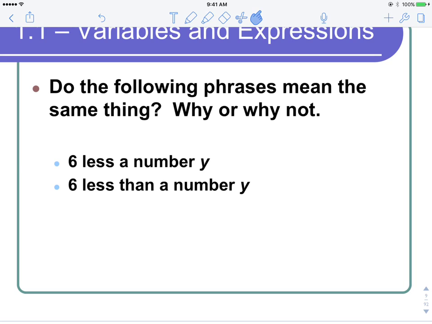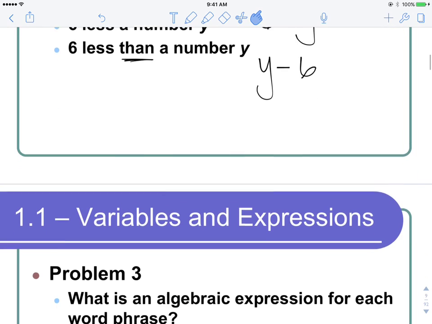Do the following phrases mean the same thing? Why or why not? 6 less a number y, 6 less than a number y. They do not mean the same thing. 6 less a number y is 6 minus y, but 6 less than a number y tells us that the order needs to be switched. That is y minus 6. And like I mentioned before, that's because subtraction is not commutative. The order in which you subtract does change the difference.